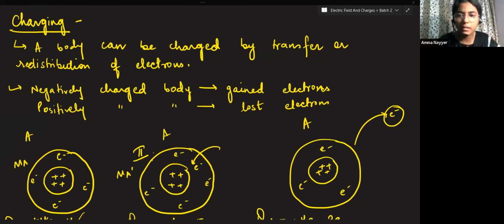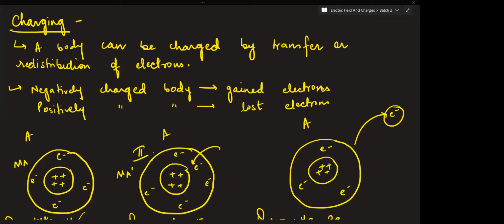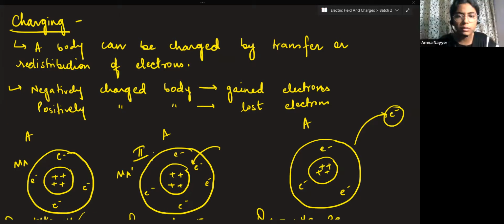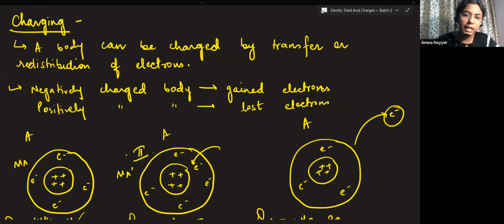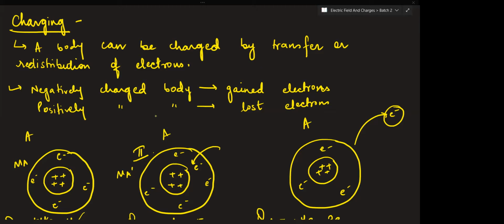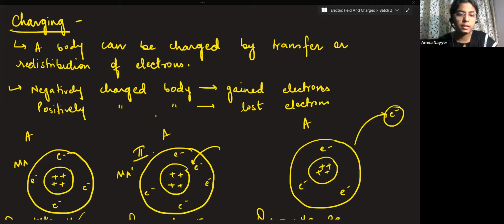Just reply to me in the chat box, or you can unmute yourself also. Zaid, are you from this batch only? Yeah. All right, that's fine. Yes, Zaid. Ma dash is greater. Ma is greater. All right, we have different answers. Yes, Zaid, were you saying something? Yeah, I was saying Ma dash. Ma dash. All right.